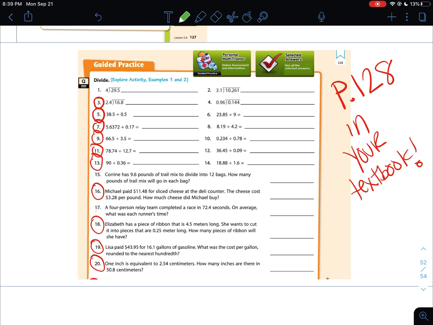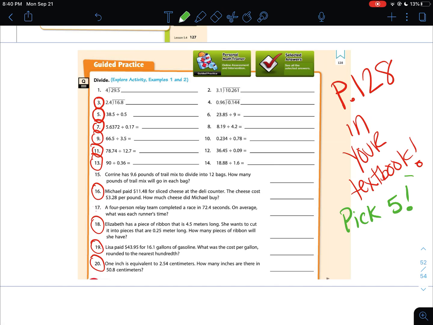So to practice in your textbook, today's lesson is going to be a little bit longer than the previous days this week, but I have to give you one long day. So on page 128 in your textbook, you have 10 problems to do. 3, 5, 7, 9, 11, 13, 16, 18, 19, and 20. So that is a lot to do.